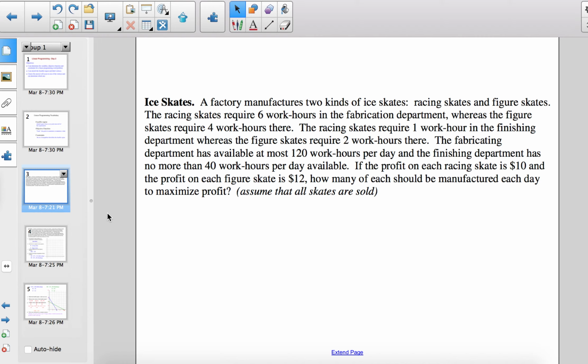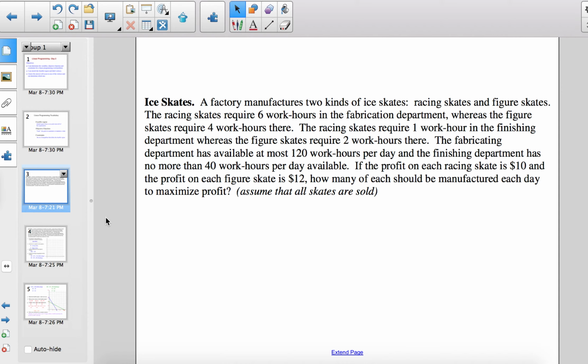So it says ice skates. A factory manufactures two kinds of ice skates, racing skates and figure skates. The racing skates require 6 work hours in the fabrication department, whereas the figure skates require 4 work hours there. The racing skates require 1 work hour in the finishing department, whereas the figure skates require 2 work hours there. The fabricating department has available at most 120 work hours per day, and the finishing department has no more than 40 work hours per day available. If the profit on each racing skate is $10 and the profit on each figure skate is $12, how many of each should be manufactured each day to maximize the profit?